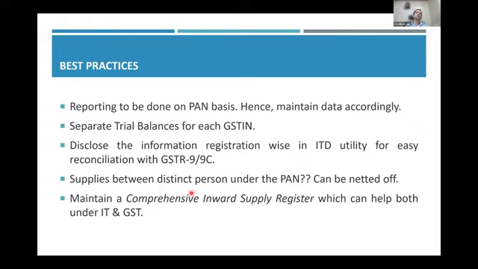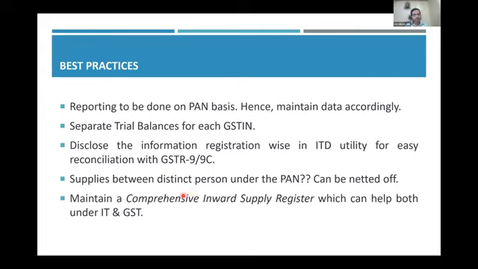Supplies between distinct persons. I am having two registrations, in Telangana and AP. Some supplies are between both the registrations, here to there and there to here. In a PAN based statement, this will be netted off. There will not be a separate declaration between the distinct persons. So in my view, it can be netted off and a net figure can be shown by the SSC.